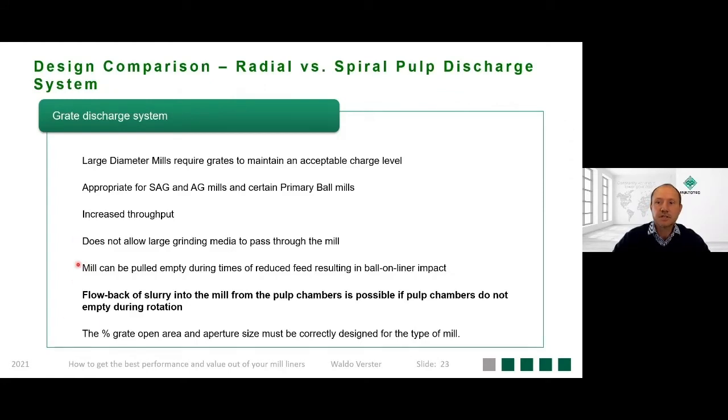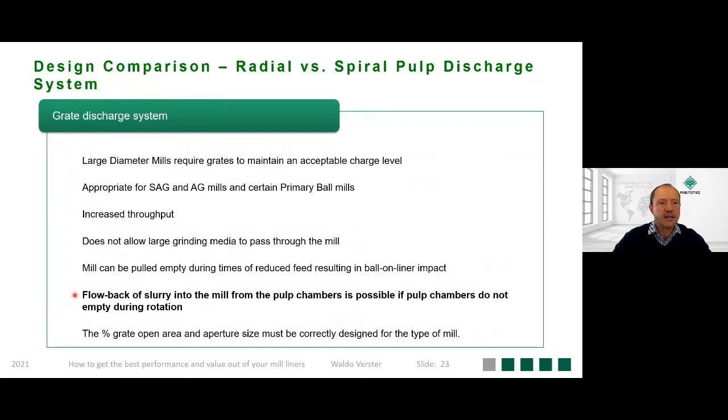Then two negatives on a grate discharge design. The mill can be pumped or can be pulled empty towards the discharge end of the mill. I've explained that this grate discharge is very similar to a pump. So if you don't feed enough material into the mill, you will pull your mill empty towards the discharge end with direct ball on liner impact. Flow inefficiencies, we will look at this. This is an area of improvement and development in most discharge systems.